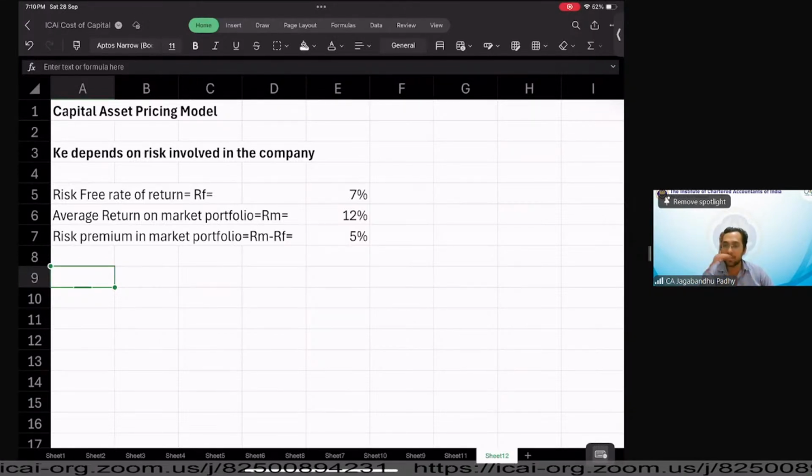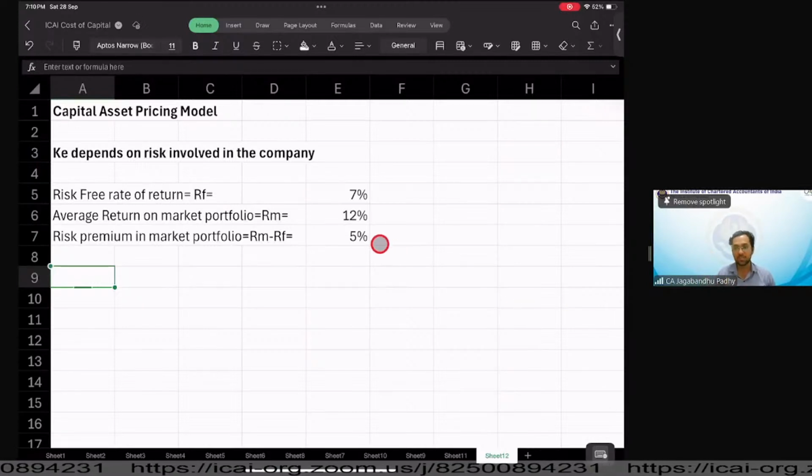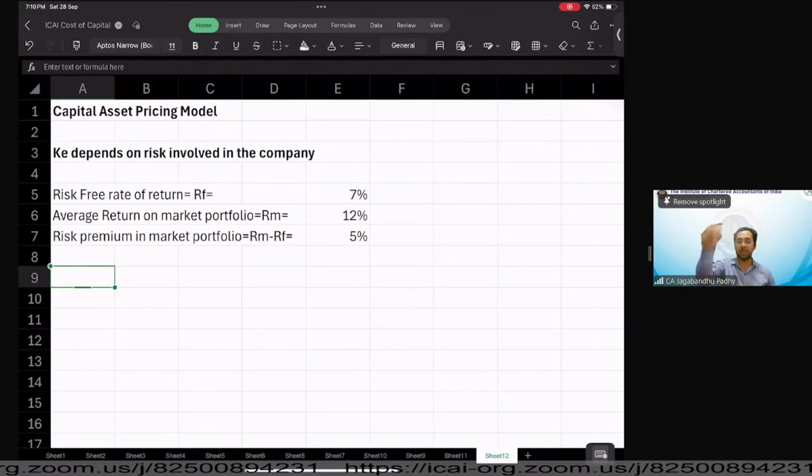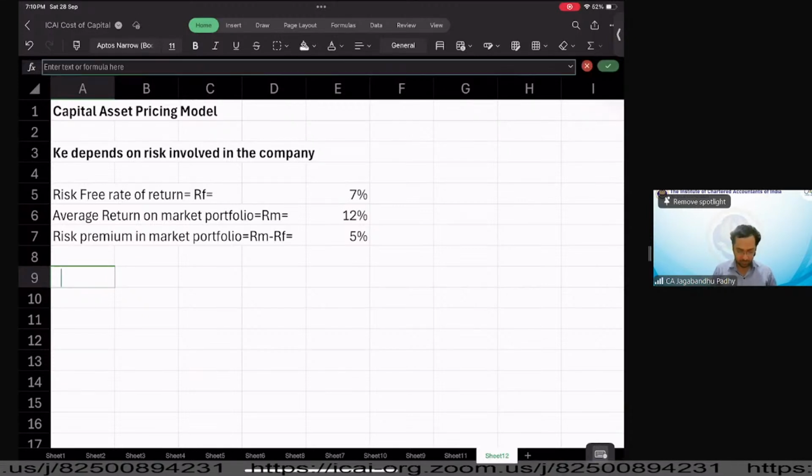Now, let's say there is a company which has double the risk as compared to the market. What is a portfolio? Portfolio means the overall combination of all the investments that you make. You will have shares of Infosys, HUL, Reliance Industries. All the market together is giving an average return of 12%, so the risk premium that you get is 5%. Then tell me, if there is a security which has double the risk of the market portfolio, what will be your risk premium expectation?